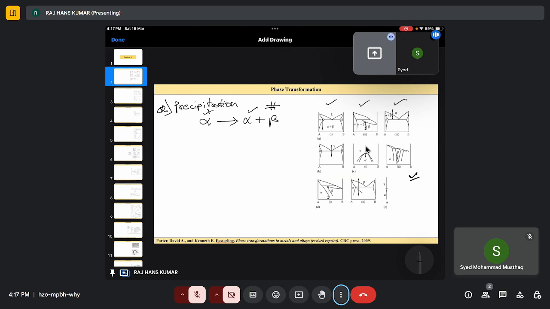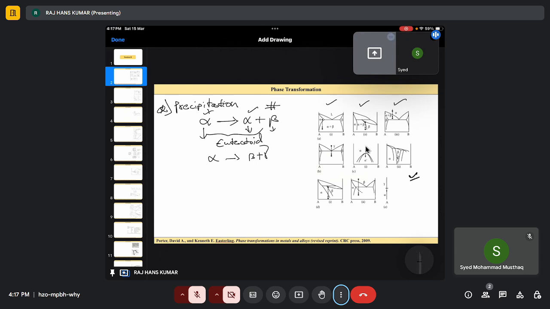Now moving forward, this will come under the eutectoid type, but in eutectoid one type of phase will turn into two different types of layers, right? So that is what we discussed in eutectoid, but it resembles the eutectoid in such a way that one phase will transform into the same phase plus a different phase. So that is the precipitation type reaction, right?